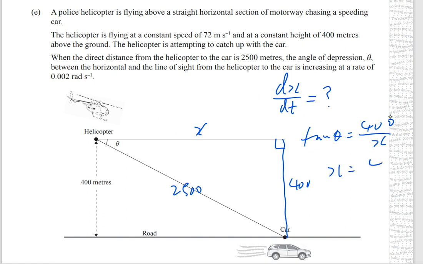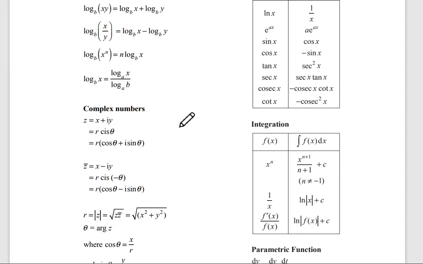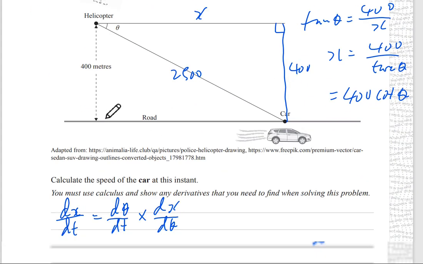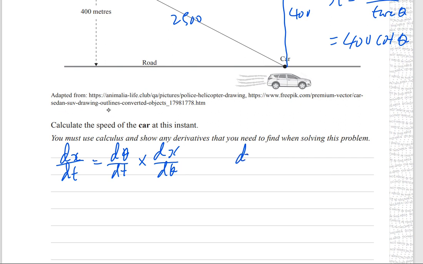Hence x equals 400 over tan theta. In other words, it's 400 cotangent theta. So we are going to differentiate this. If you see a formula sheet, cotangent x becomes negative cosecant squared x, isn't it? Hence, when I go dx d theta, I get minus 400 cosecant squared theta, isn't it?